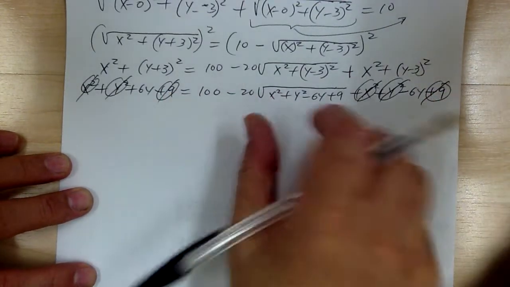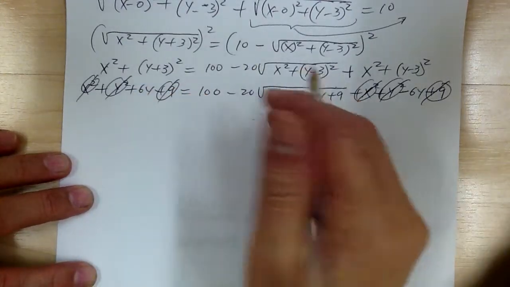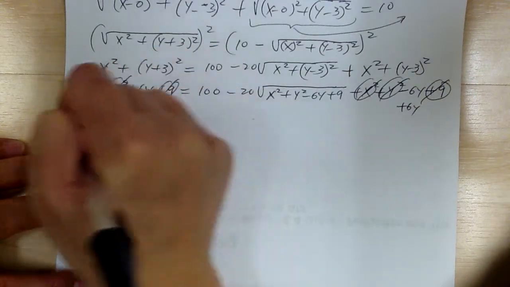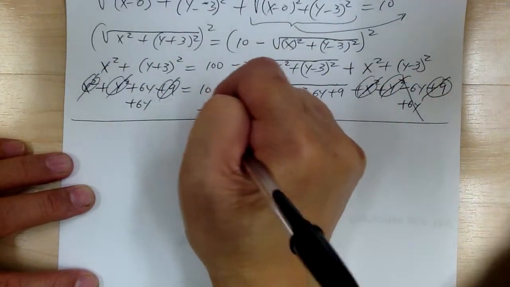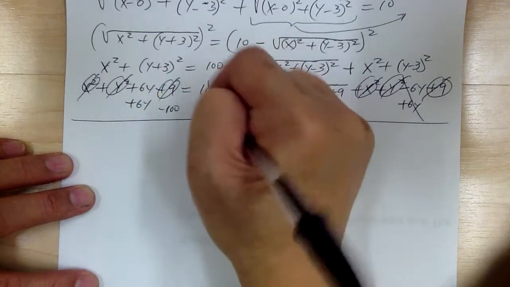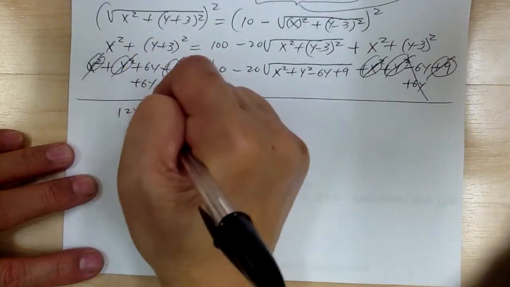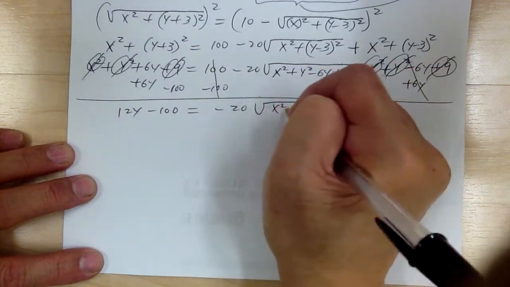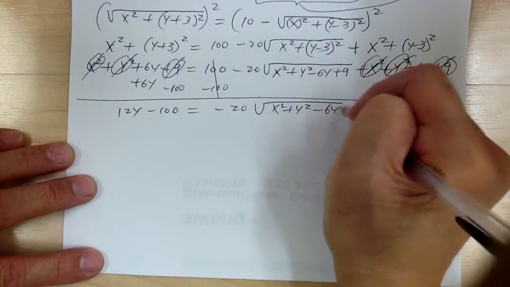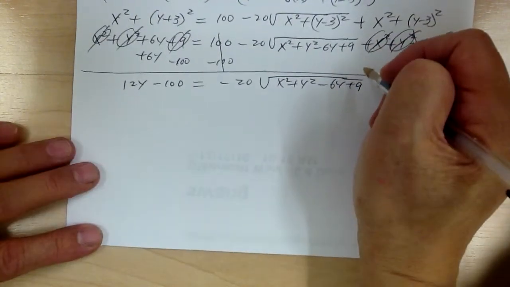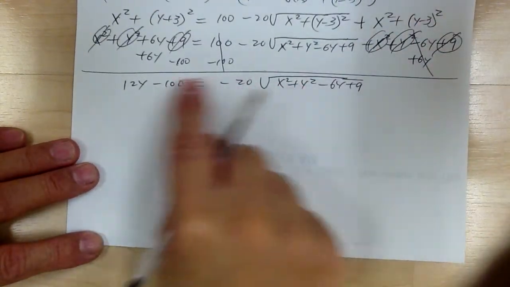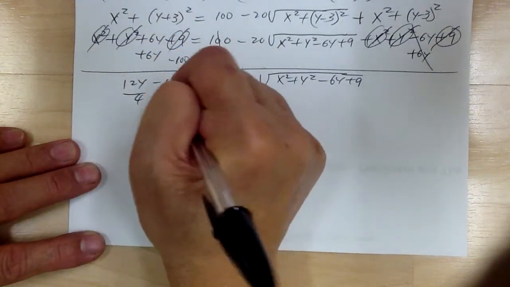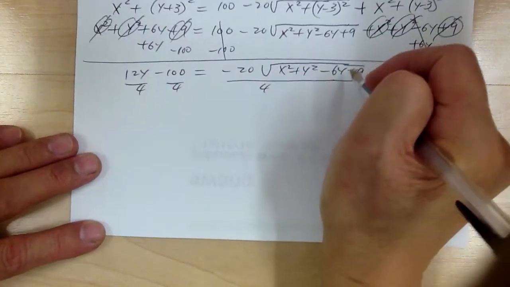Okay, so I'm going to isolate the square root so I can undo the square root. So plus 6y to cancel that, minus 100 to cancel that. So I get 12y minus 100 equal to negative 20 square root of x squared plus y squared minus 6y plus 9. Now my next step is I don't want to square both sides yet. I'm going to divide by 4 to lower the number.